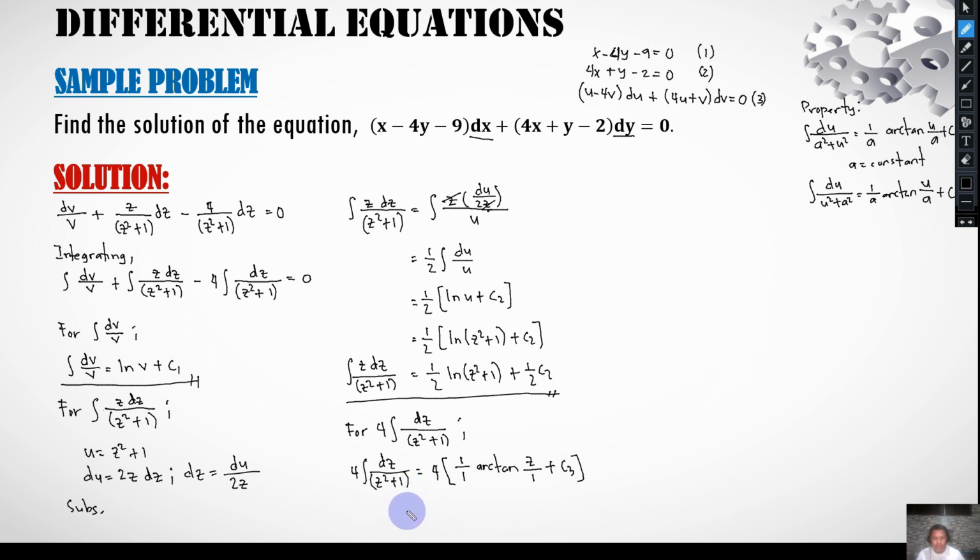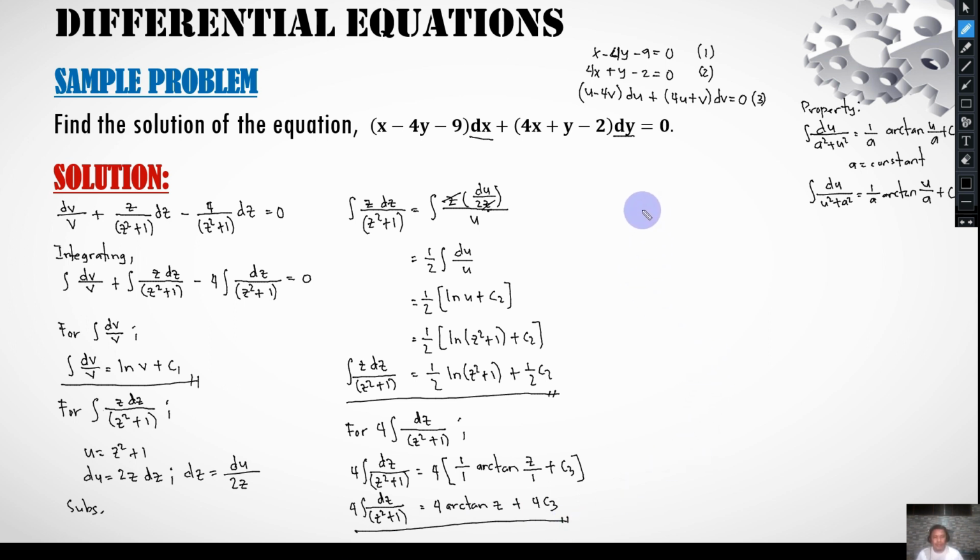So, after this, this is just equal now to, i-distribute na natin. So, this is just equal now to 4 arctangent z plus your 4 c3. So, ito yung 4 integral ng dz over your z squared plus 1. So, ito yung equivalent niya. Okay?